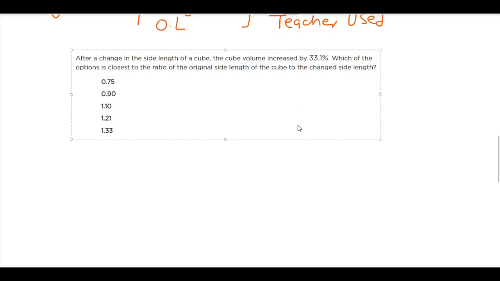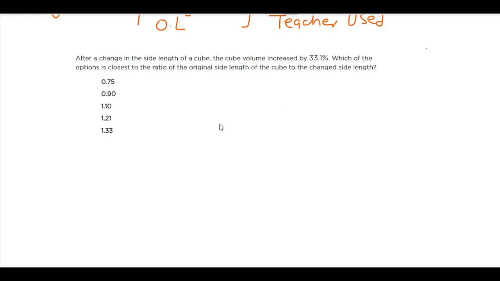Okay, let's see what this question has to say to us. It says, after a change in the side length of a cube, the cube volume increased by this percent. Which of the options is closest to the ratio of the original side length of the cube to the changed side length? Okay, so let's try to visualize what is really going on.